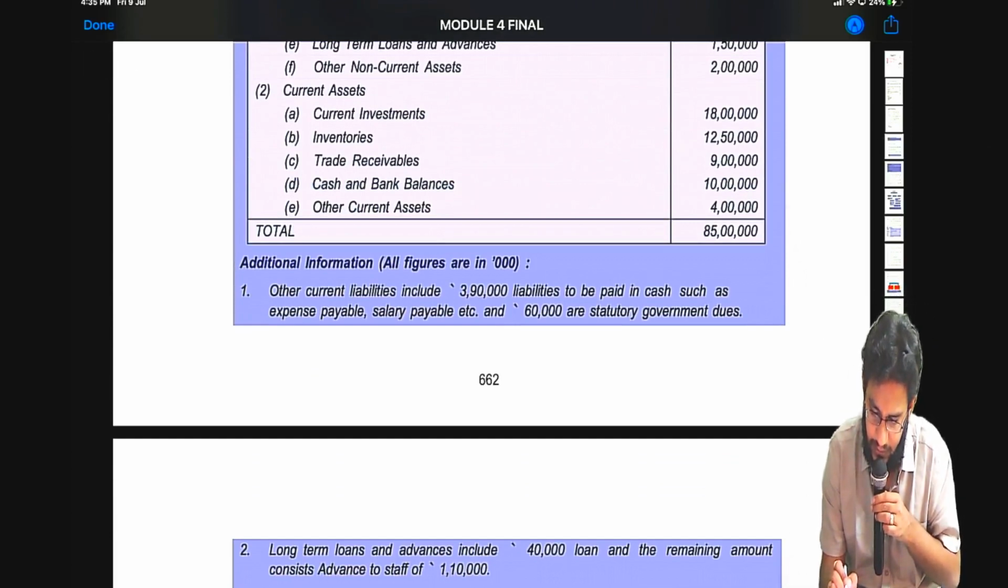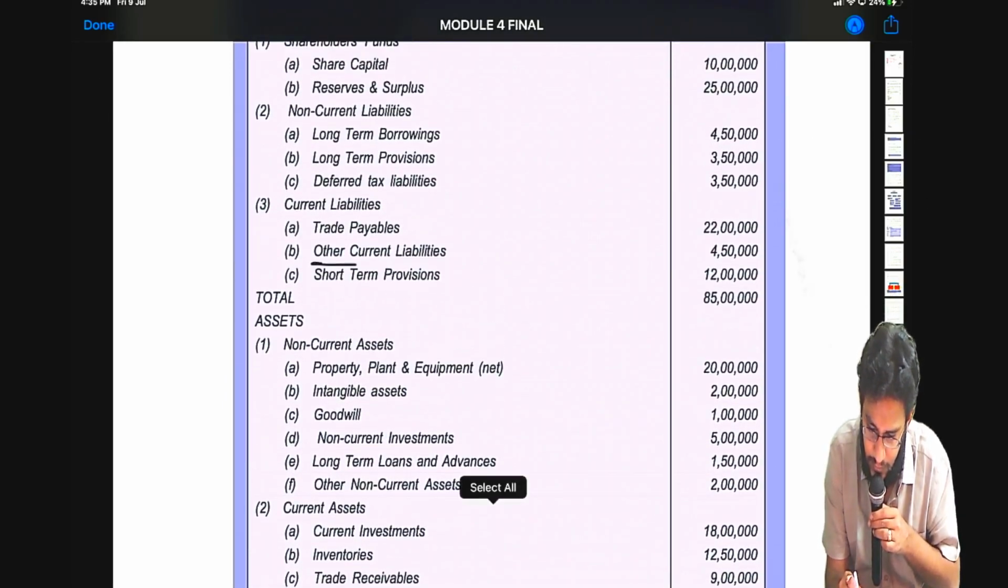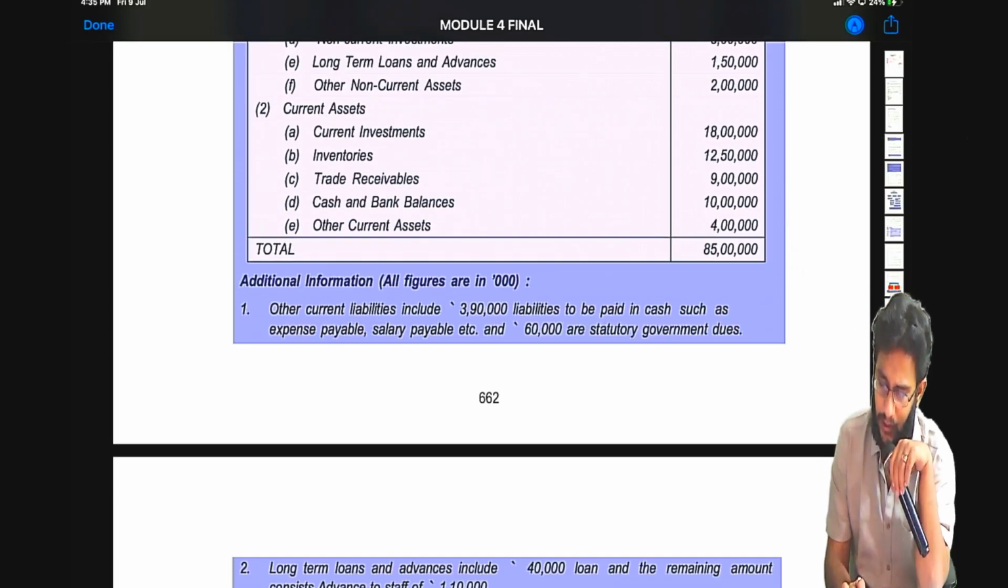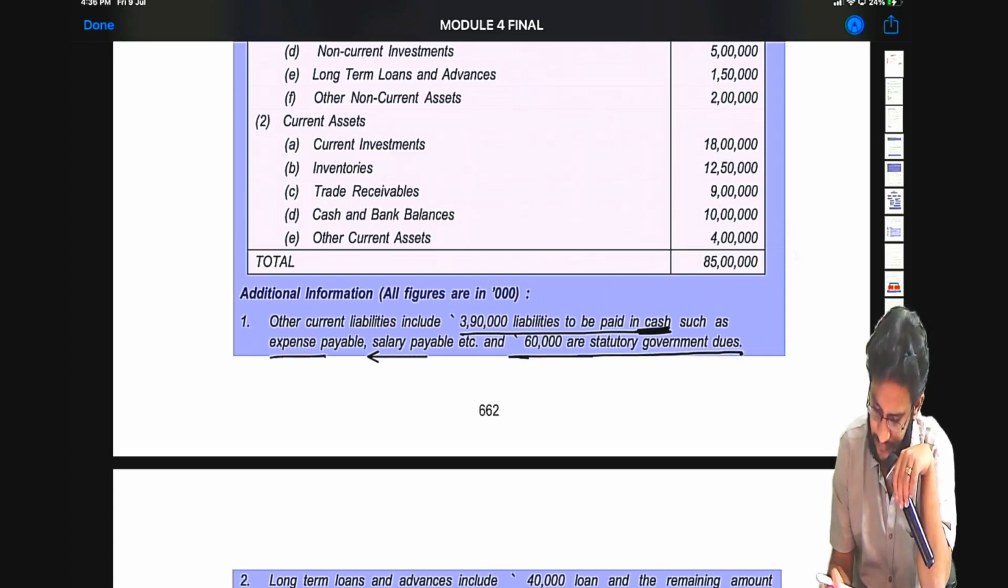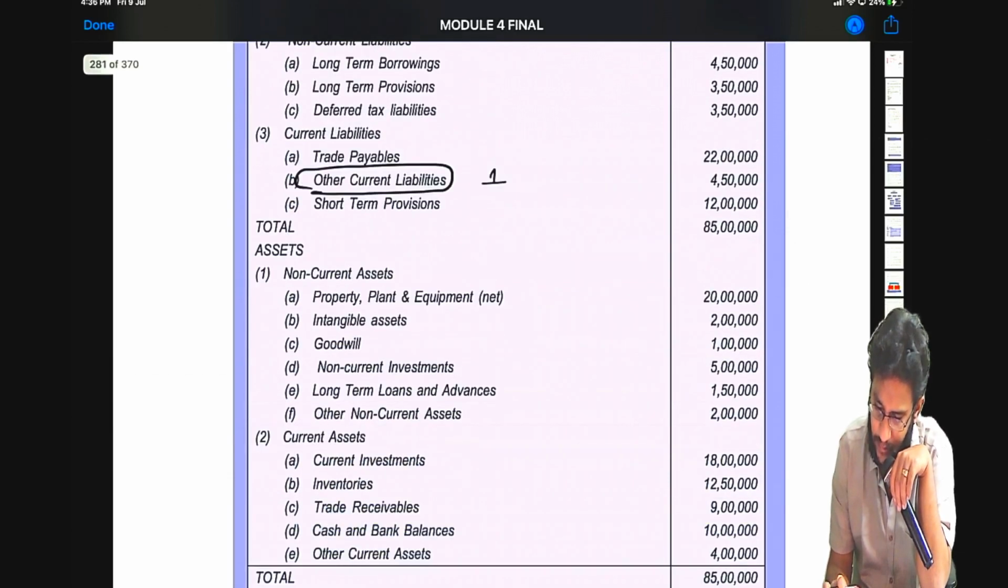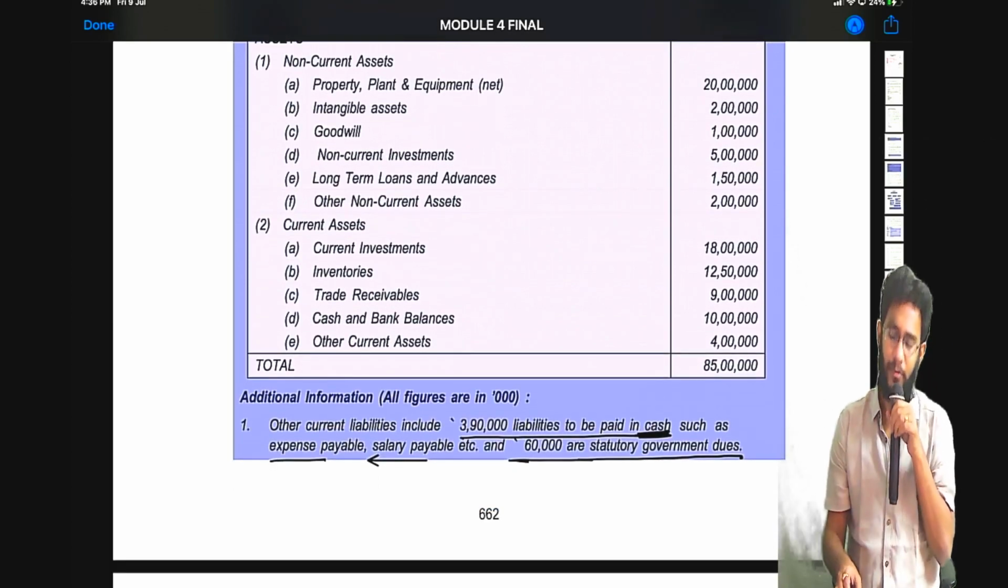Other current liabilities include, wait there, other current liabilities means this one. The first note point is regarding this. Other current liabilities include rupees 3,90,000 liabilities to be paid in cash, such as expense payable, salary payable, etc. And rupees 60,000 are statutory government dues. Okay, 390, 60. Total is how much? 4,50,000.